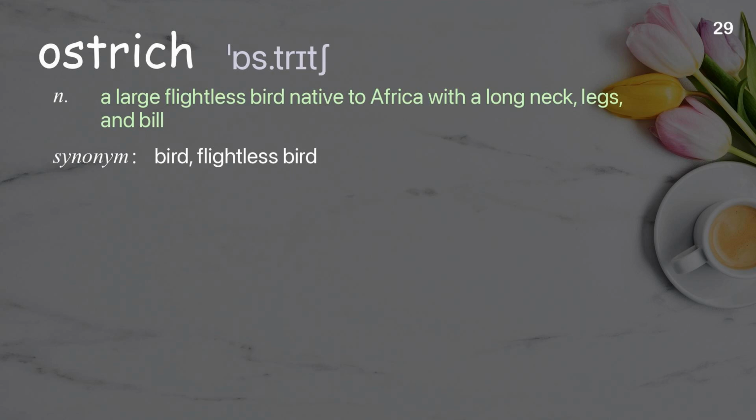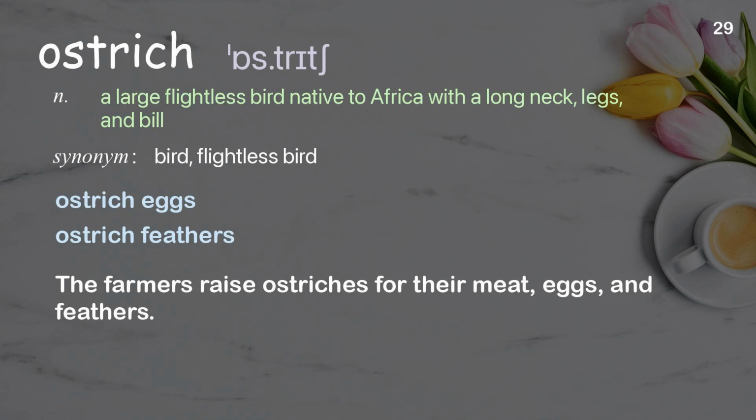Ostrich. A large flightless bird native to Africa with a long neck, legs, and bill. Examples: Ostrich eggs. Ostrich feathers. The farmers raise ostriches for their meat, eggs, and feathers.